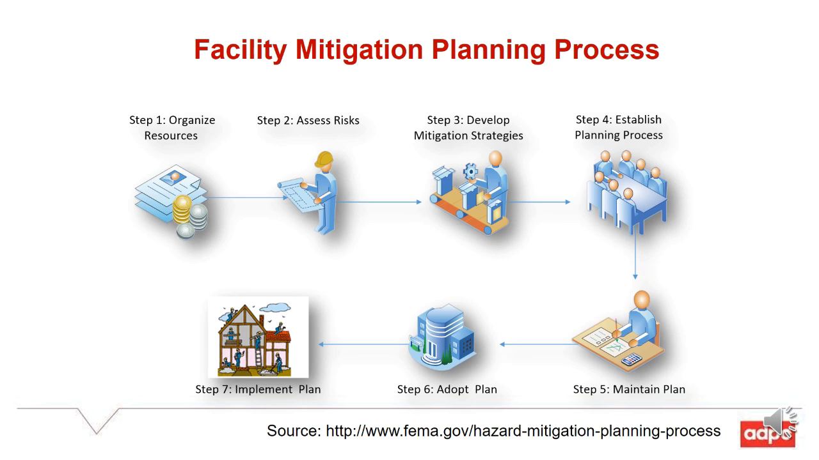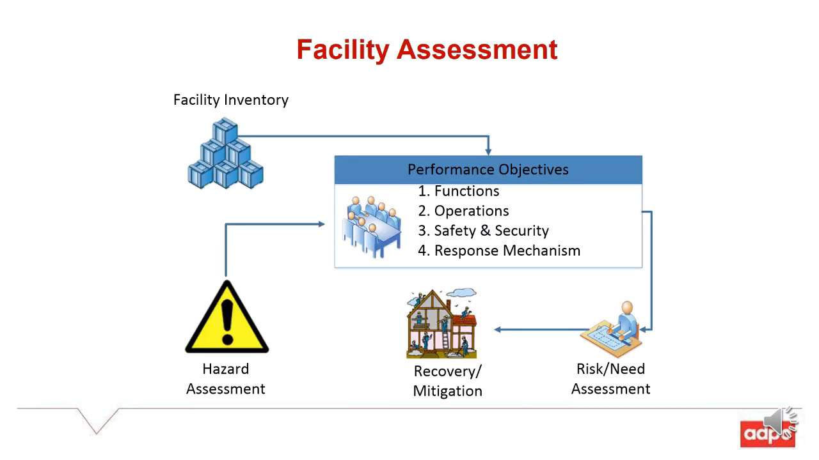One of the processes that FEMA has recommended is this 7-step facility mitigation planning process, starting with organizing resources, assess risk, develop mitigation strategies, establish planning process, maintain the plan, adopt the plan, and implement the plan. In the facility assessment, the facility inventory has to first be checked against the performance objective. What is the use of this facility? Will it be one of the lifelines or a response center, like a police facility, fire service, civil defense, a hospital, or a school?